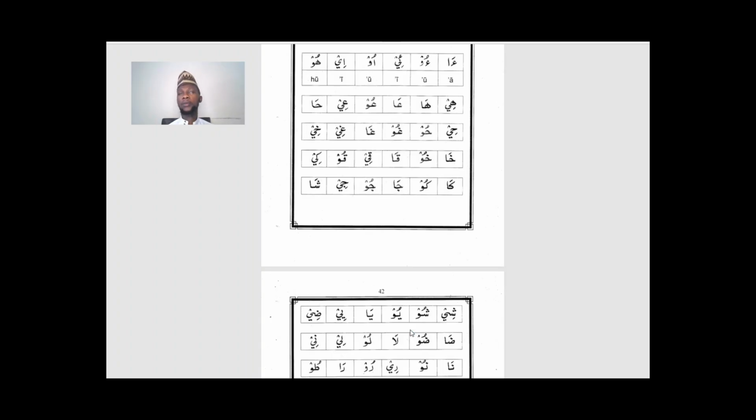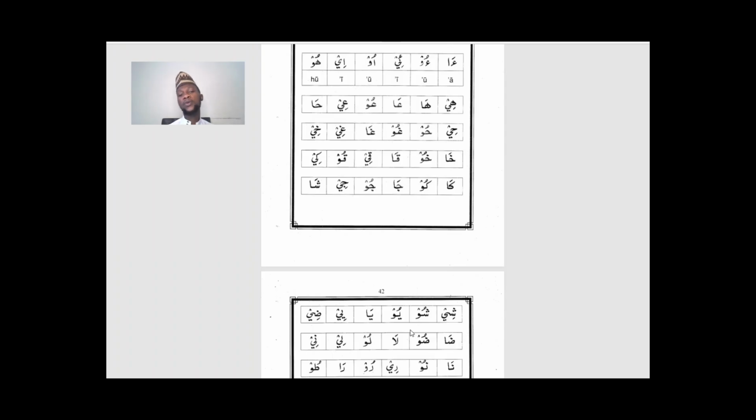Now, initially we talked about ba fatha ba. What could happen to it that will make us read it as baa? What about ba damma bu? What would happen that will make us read buu? What about ba kasra bi? What would happen to it that will make us read bii? That's what we want to talk about today, inshallah.